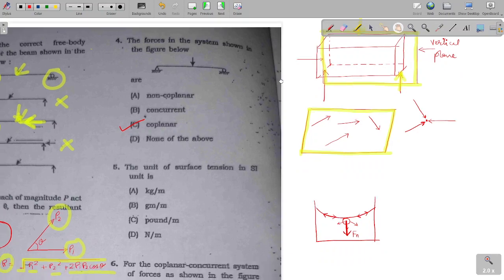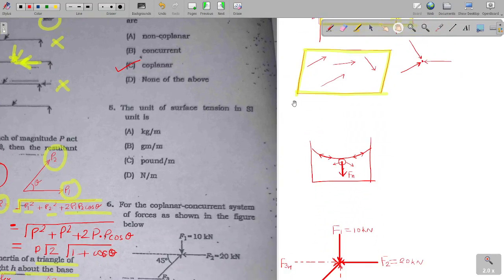Now moving on to our next question, unit of surface tension in SI unit. Let's first understand what is surface tension. Suppose there is a beaker or some utensil you have in your home as well. You keep water in it. The water molecules that are deep inside are subjected to forces of cohesion from all four sides from the other water molecules, and these forces are equal and opposite, so these are balanced.